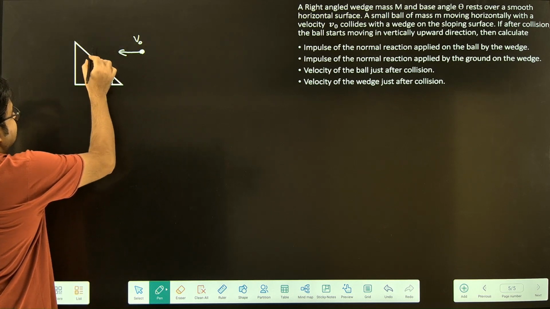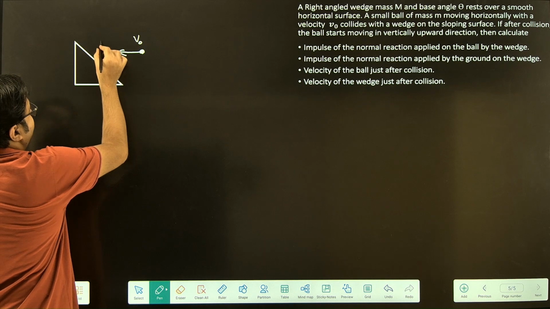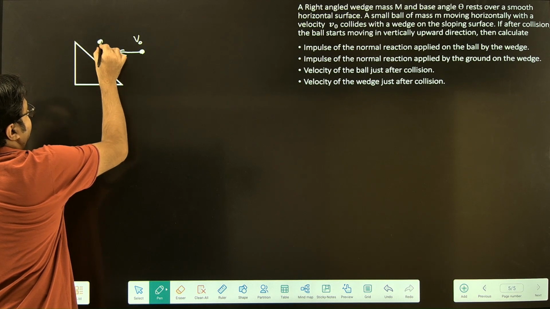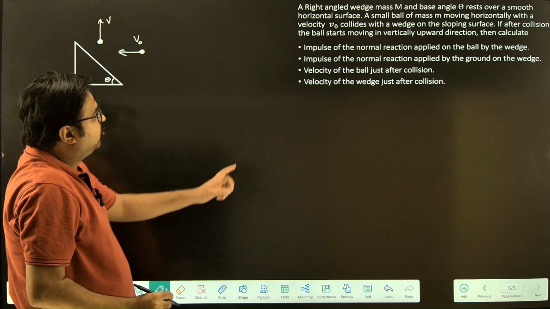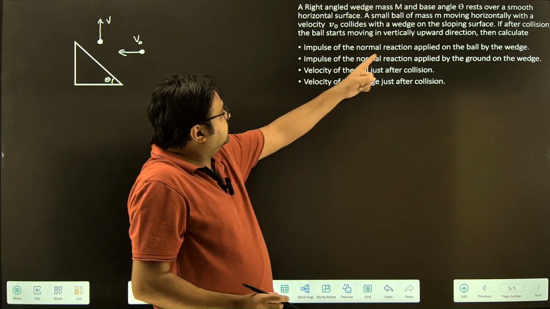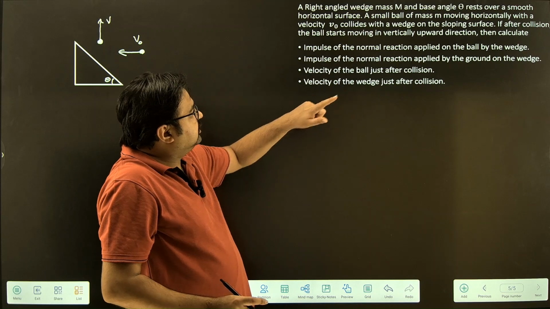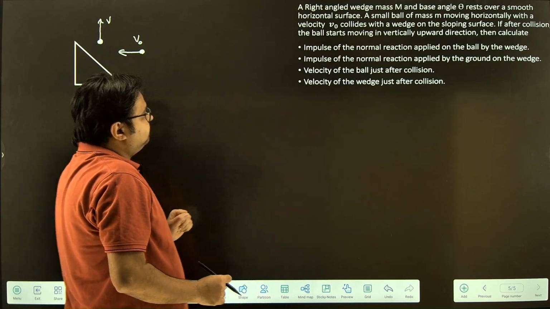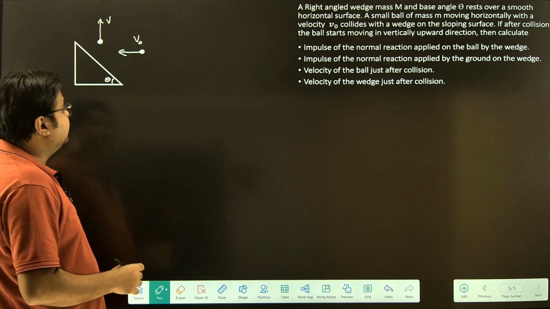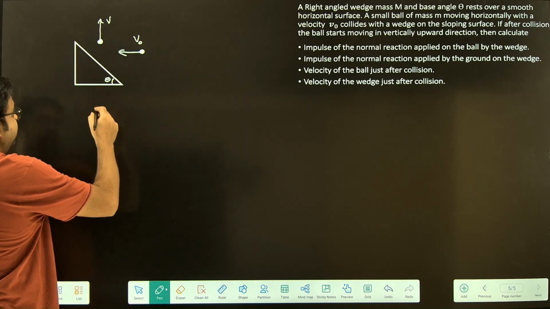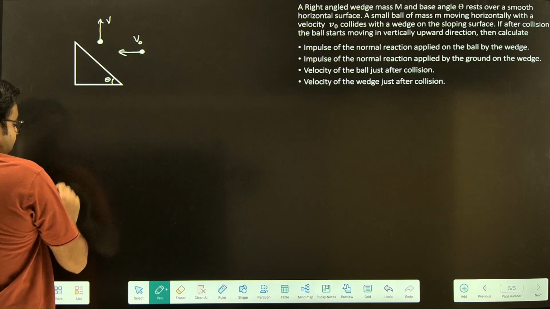And after collision with the wedge, the ball starts moving in the upward direction. Let me call that velocity v. What is the impulse of the normal reaction applied on the ball by the wedge? That's the question. So let's draw the impulse diagram for the ball when it is colliding.